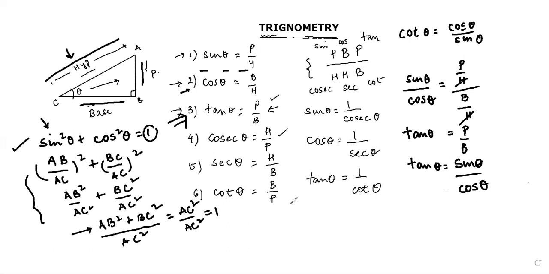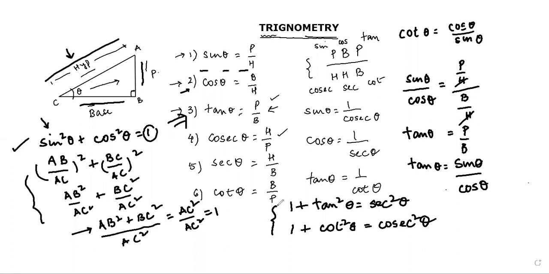Now there are two more, which I'm not going to go into detail. I'm just going to write them down. 1 plus tan square theta is equal to sec square theta. Remember this. And the last one is 1 plus cot square theta is equal to cosec square theta. So these are the three formulas, plus remembering that tan theta is equal to sine theta upon cos theta, then remembering cot theta is the opposite of tan theta, cos theta upon sine theta.